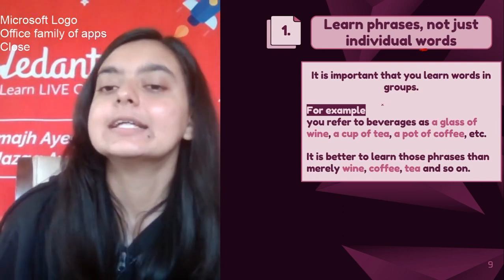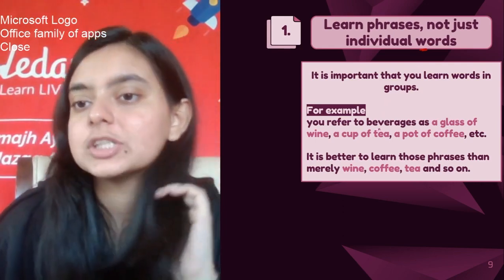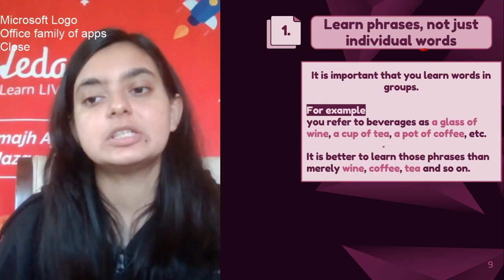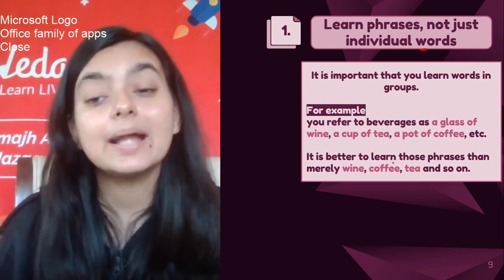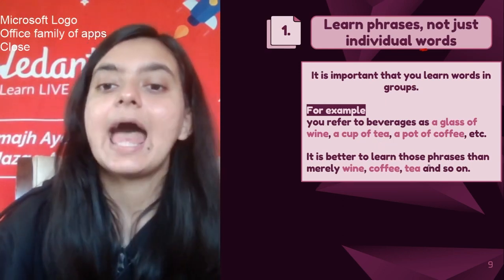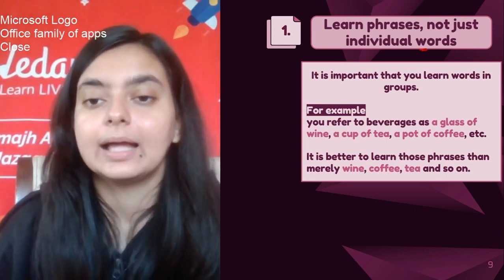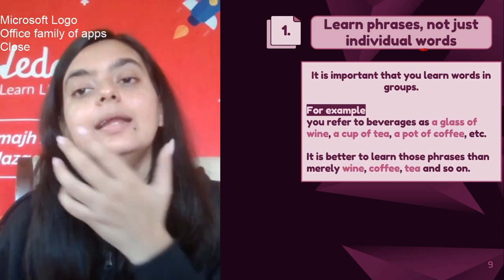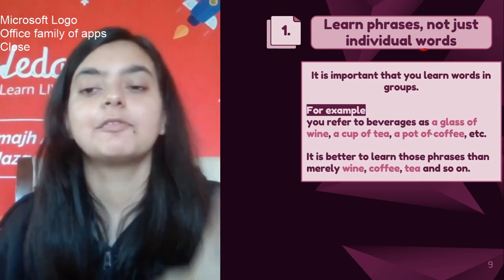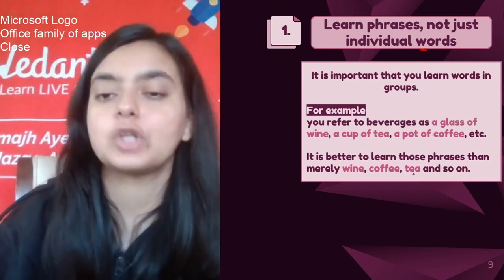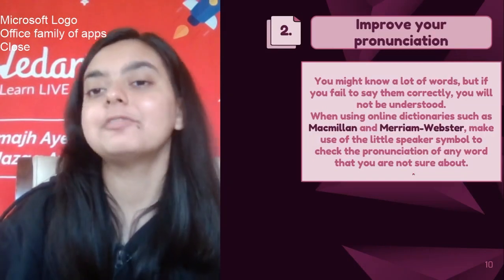All right. So for example, you refer to beverage as a glass of wine, a cup of tea, a pot of coffee, etc. It is better to learn those phrases than merely wine, coffee, tea, etc. So this is how we would learn the phrases instead of learning the words in solitude. I hope you've got the first one.